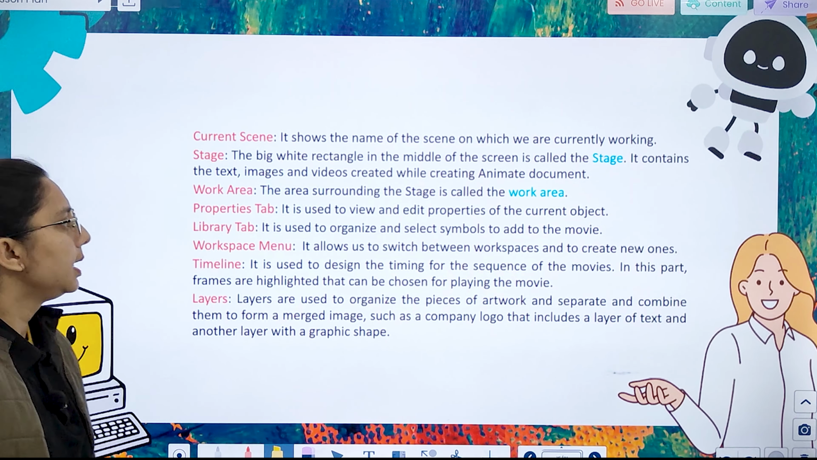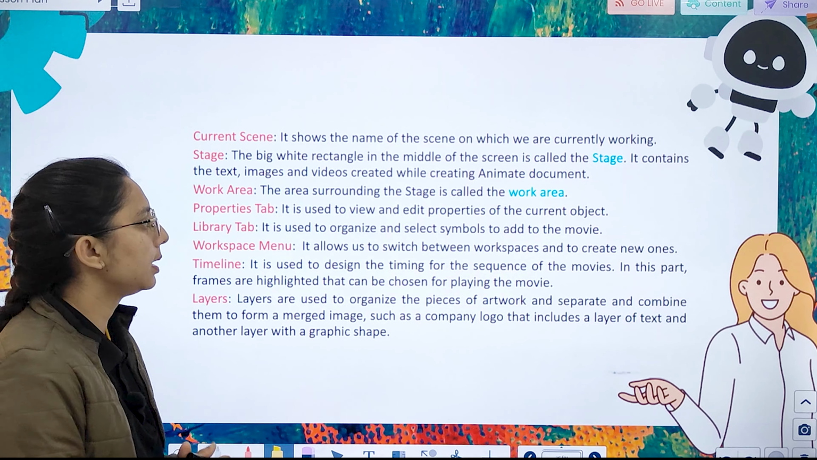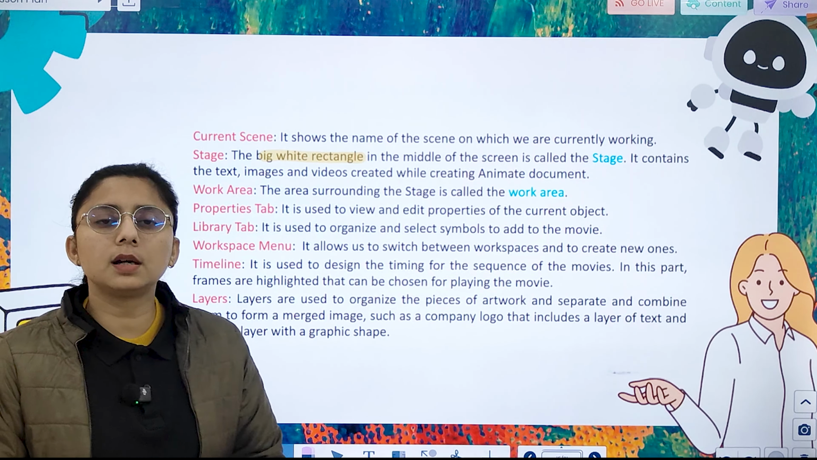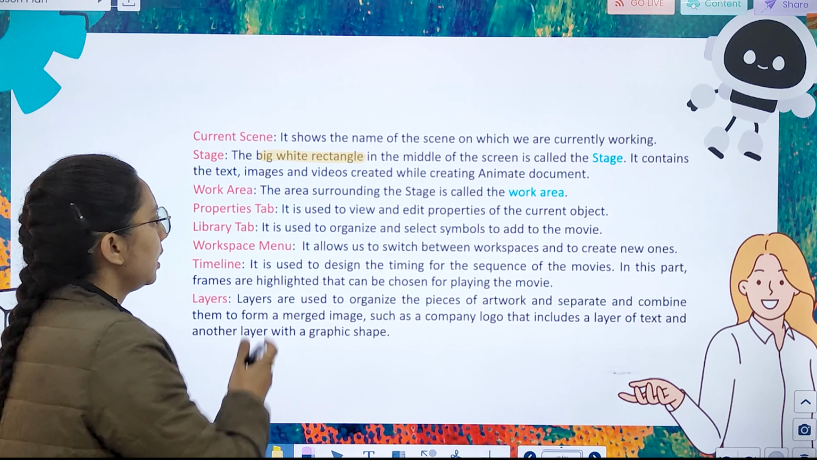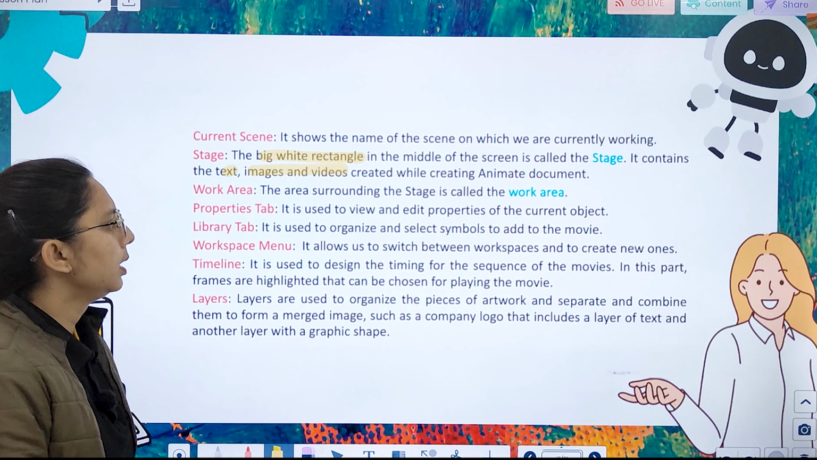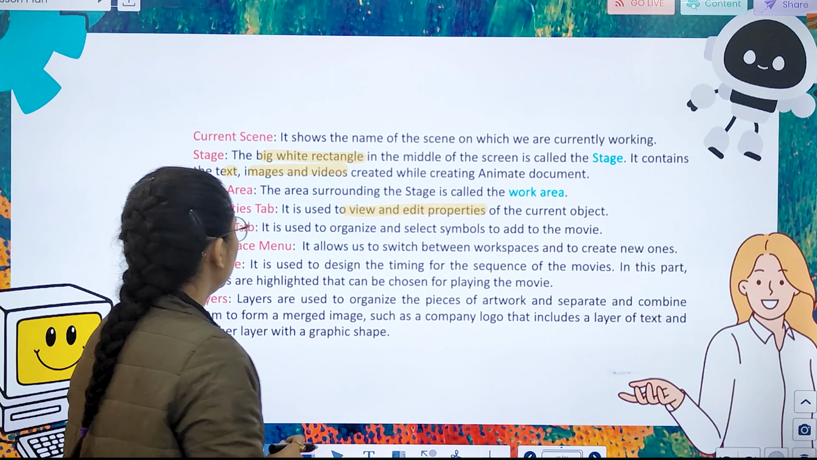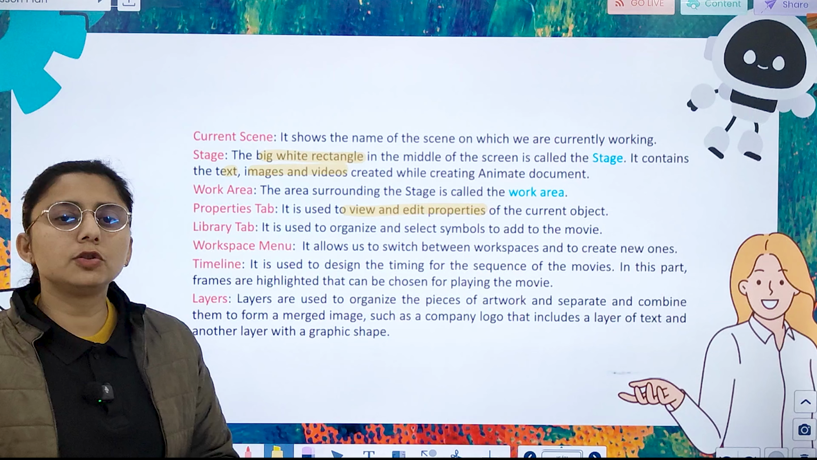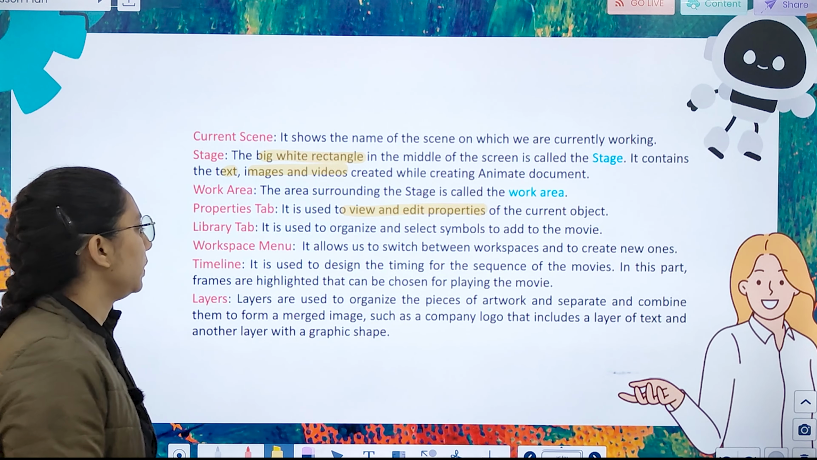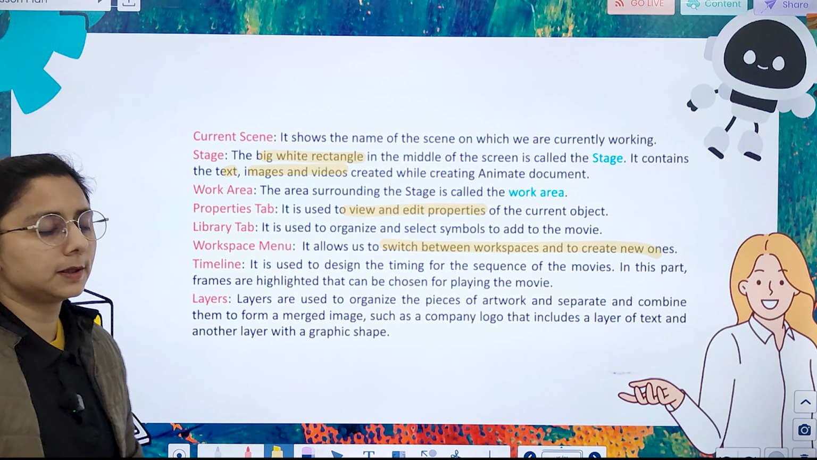Then is stage, it is a big white rectangle that I have shown. It is a big white rectangle in the middle of the screen, which is called the stage. Here it contains text, images, videos. Then we have the work area. It is the area surrounding the stage. Now the properties tab, it is used to view and edit properties. Then we have the library tab, it is used to organize and select symbols to add to the movie. Then workspace switches between workspaces and creates new ones.